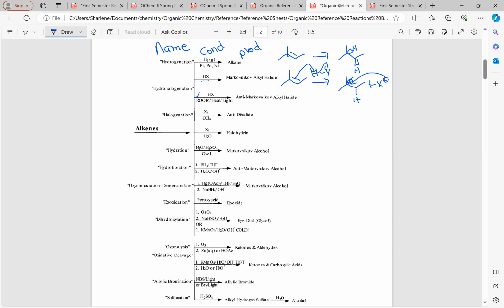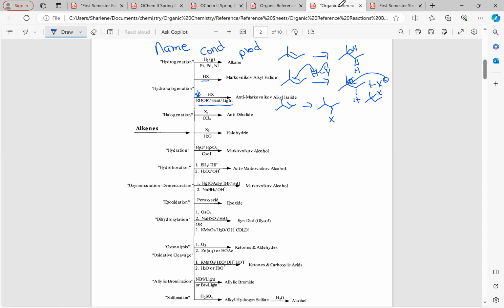This one is from this semester. I showed you a way to make a Markovnikov. Remember, Markovnikov is the most stable carbocation. So that was a Markovnikov alkyl halide. Well, if I give you a way to make a Markovnikov, I need to give you a way to make an anti, and that is done with radicals. That's one of the reactions from this semester. So this one would give you that one, where this one gives you the Markovnikov.